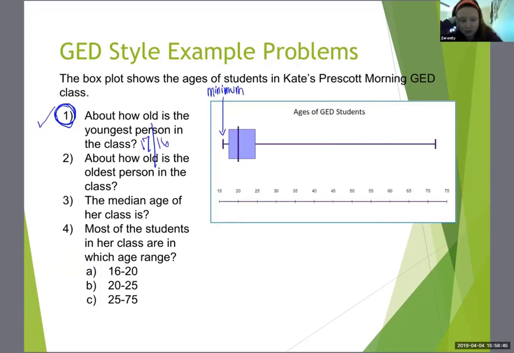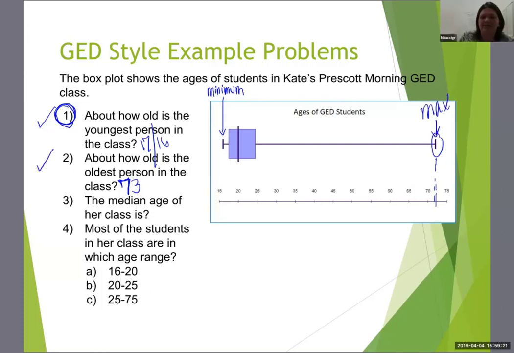Then I bet you'll be cool with number two. About how old is the oldest person in the class? 73. It must be my Prescott. Oh, no, I said it was Prescott Morning. I've had people in their 70s in my Prescott Valley, not my Prescott yet. So I must have been making up some data. Okay, so about 73. And again, we see that from that max value, which appears to be somewhere maybe 72, 73.